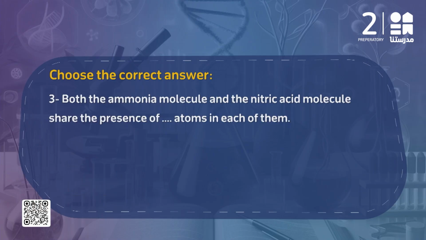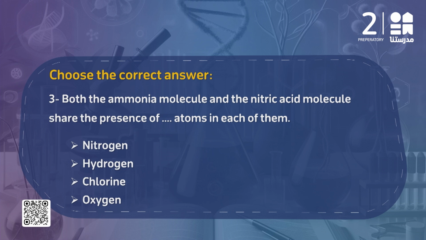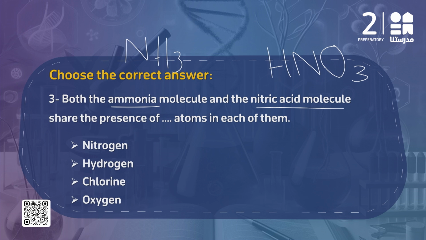In question number 3 you are asked about both the ammonia molecule and the nitric acid molecule. Let's get the structures. Ammonia, let's remember its structure, it's NH3, but the nitric acid molecule is HNO3. So which atom is commonly existing between both of them? Is it nitrogen, hydrogen, chlorine or oxygen? You will observe that it's nitrogen.